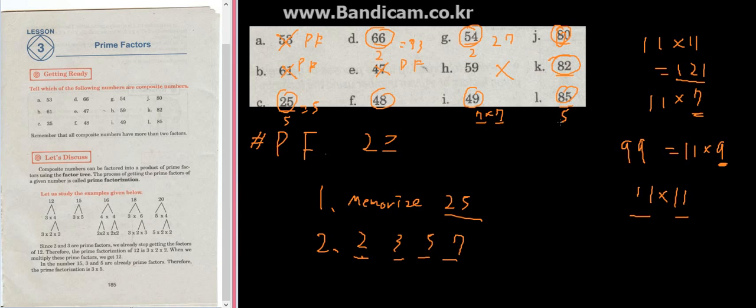85, you can divide with 5. This you can divide with 2, and it becomes a whole number. So these circled numbers are the composite numbers.